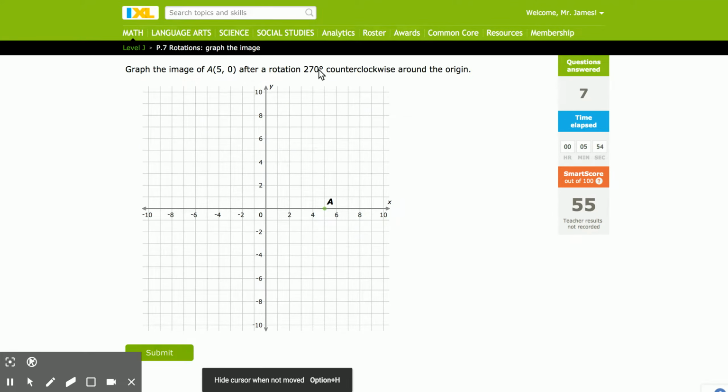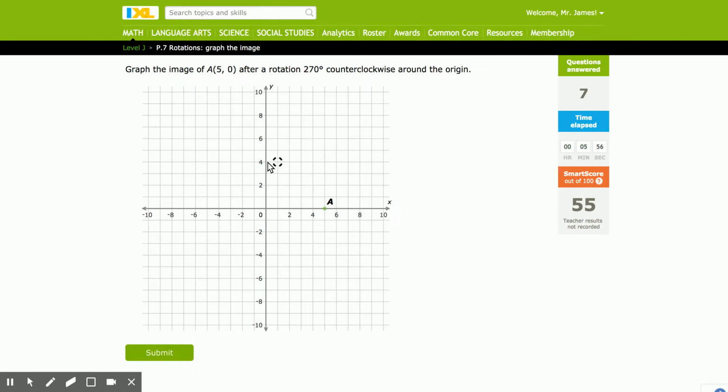Okay, this one's weird. It says 270 degrees counterclockwise. That means we're going to move from this quadrant to here, and then here, and then here. The other way to think about this is it's the same as moving 90 degrees clockwise. So it'd be like moving from here over to here. So instead of 5, 0, we'll be at 0, negative 5. Remember that for every 90, they interchange. So instead of 5, 0, it's 0, 5. But obviously, this isn't positive 5. It's negative 5.